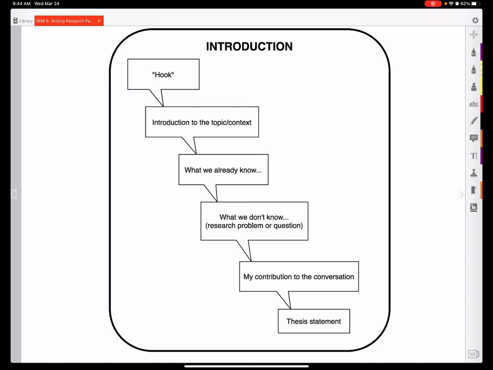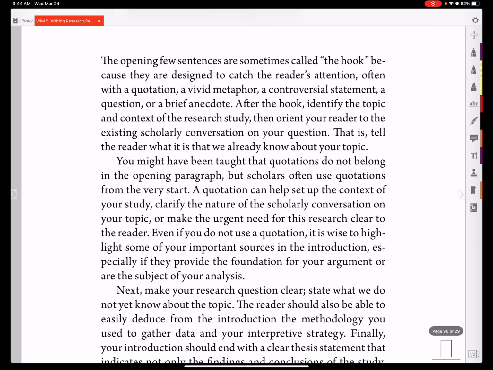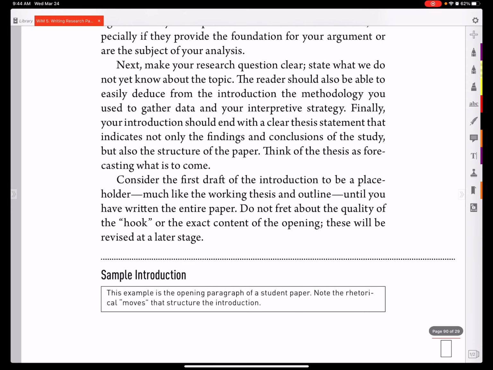So you may want to sum up very briefly what we already know about your topic and its context. And then you're going to introduce us to what we don't yet know. That's your research question or your research problem. Then you're going to give your contribution to the conversation, and the introduction closes with the thesis statement, your draft thesis statement.